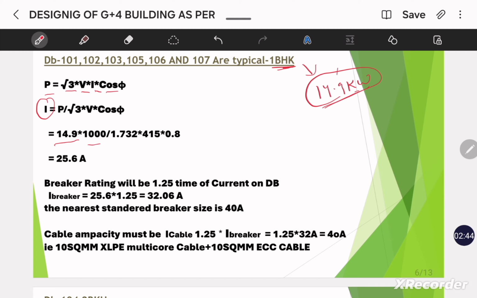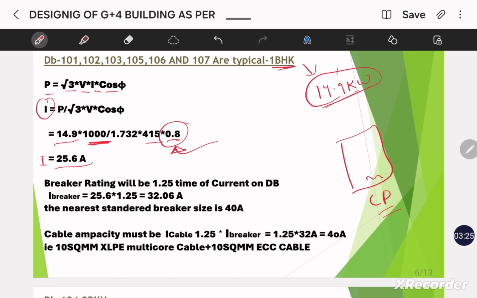In order to convert into watt, I wrote 1000 divided by √3, that is 1.732, into voltage, that is 415 volt, and power factor I consider 0.8. I will tell you why I consider 0.8: we will design one capacitor bank also, and in this capacitor bank microprocessor controller we will set the power factor minimum to 0.8. That will be in upcoming videos. Once we calculate this numeric value, the current on the DB is 25.6 ampere.